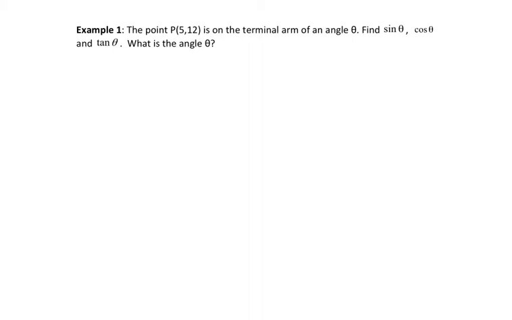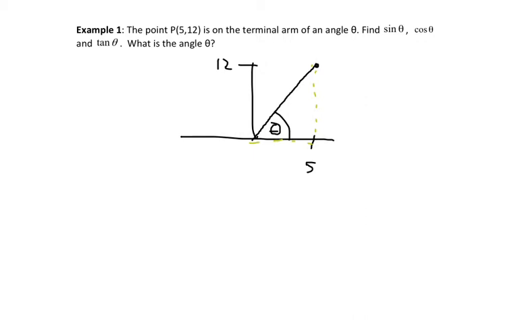So here we go, the point (5, 12). If I just think about a sketch, then I'll make my x-axis down here. We've got 5, and then we've got 12. So that point is about there. If I put in a radius, well, this time theta is down here. So here I'm making my right angle with the x-axis.